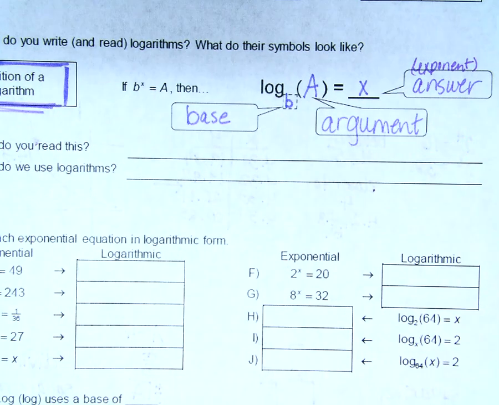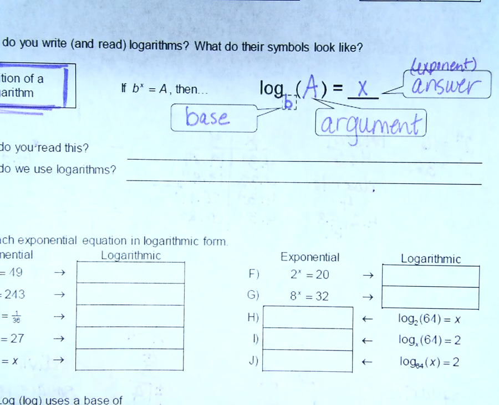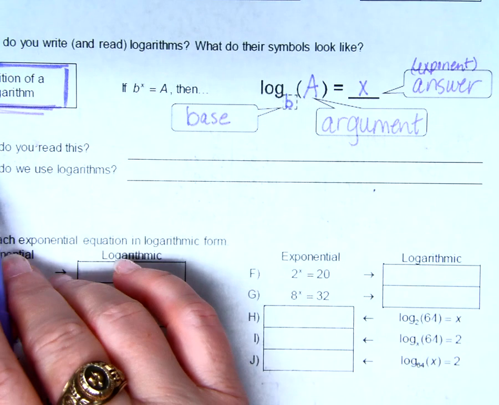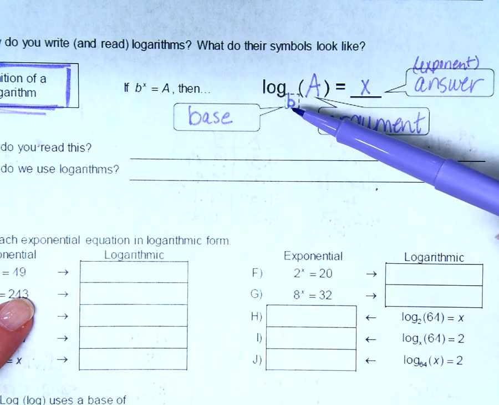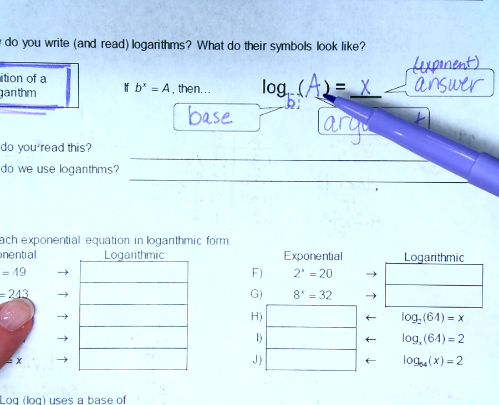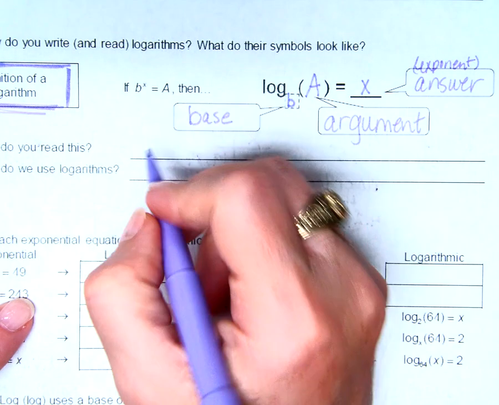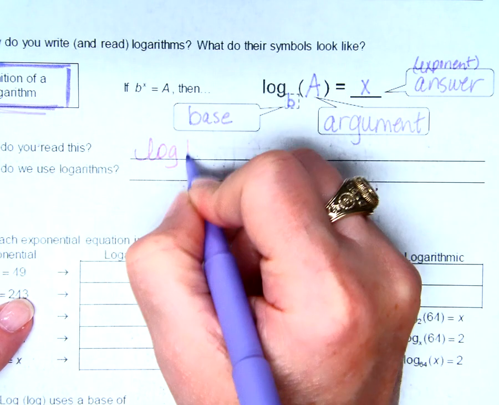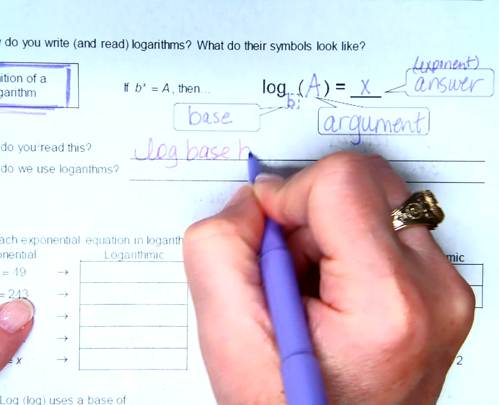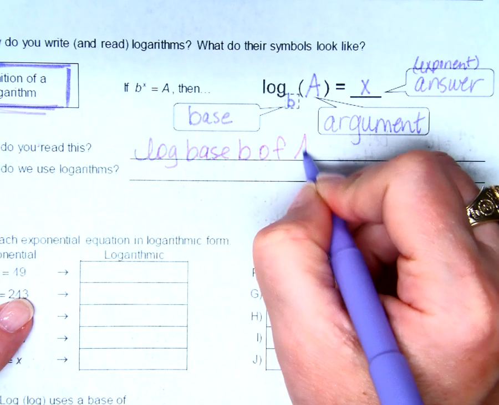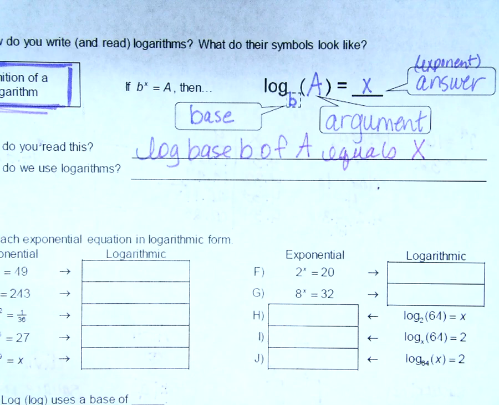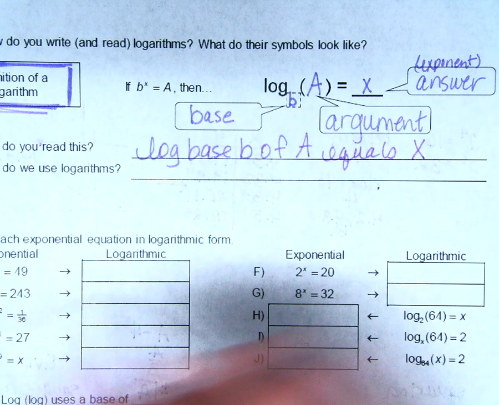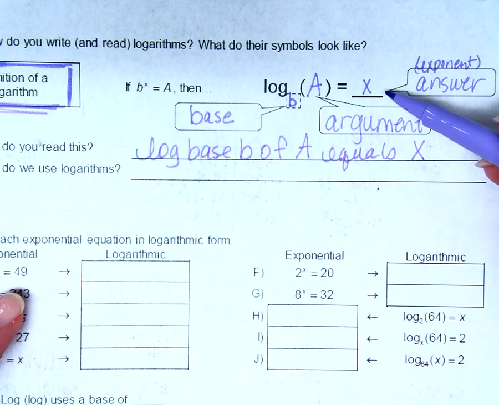Because that's where the exponent goes. It goes as the answer. Does that make sense? Now, how do you read this? For the record, we do not say log little baby b lower than log of a, right? We don't say that. We say log base b of a equals x.